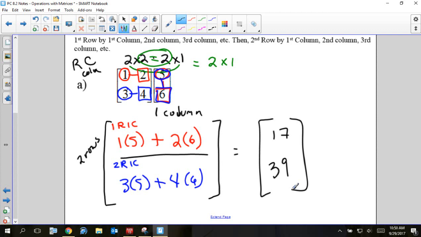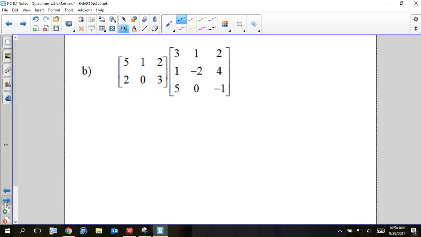So let's look at question B. And we are not going to fill out question C, so if you need that space, you can just cross out question C. We're not going to do it. Question B, can we multiply them?